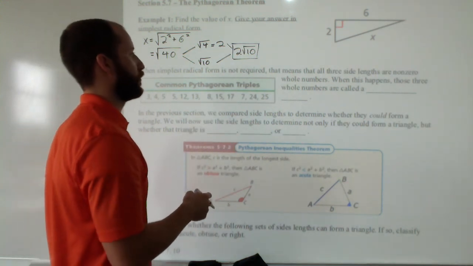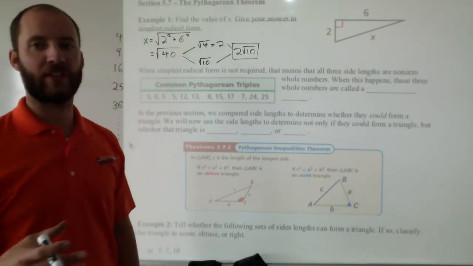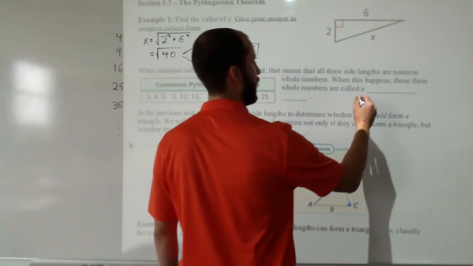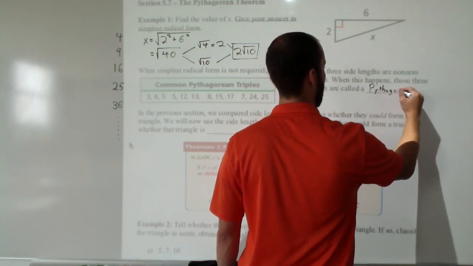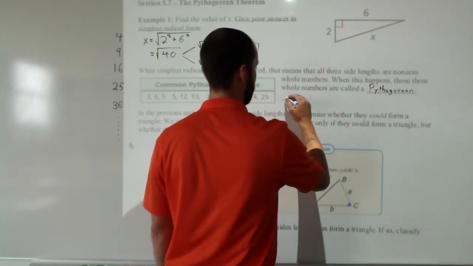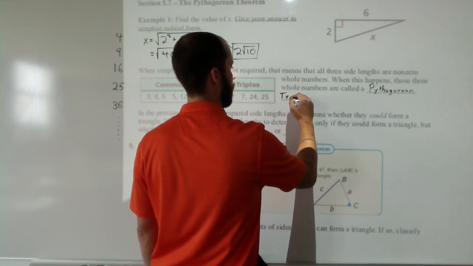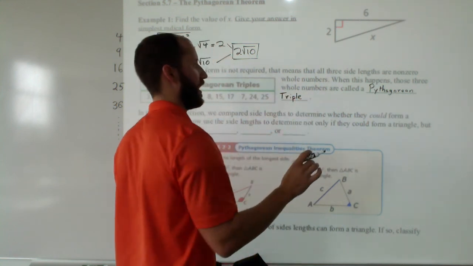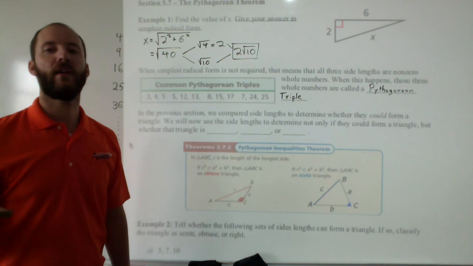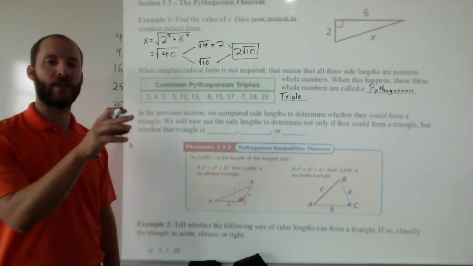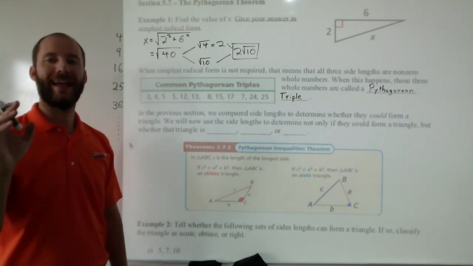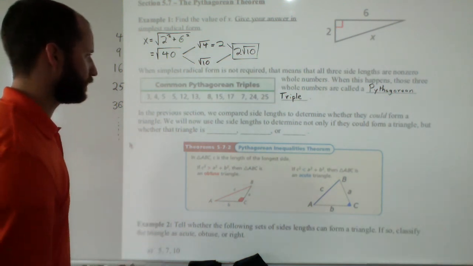Now when simplest radical form is not required, that means all 3 sides are whole numbers. When all 3 sides of a triangle are whole numbers and that triangle is right, so all 3 sides of a right triangle are whole numbers, that's what we call a Pythagorean triple. A squared plus b squared equals c squared, and they're all whole values.